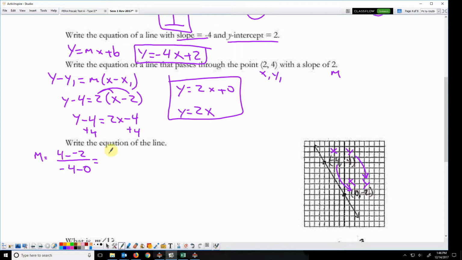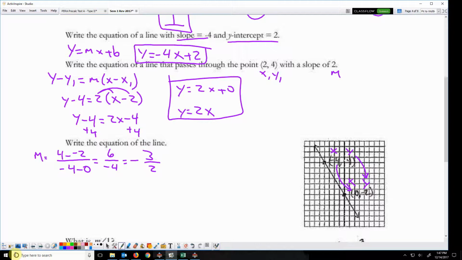That is 6 over negative 4. 4 minus negative 2 is the same as 4 plus 2. Negative 4 minus 0 is negative 4. So I have a slope of negative, and 2 goes into 6 and 4 3 times and 2 times. My slope is negative 3 over 2.